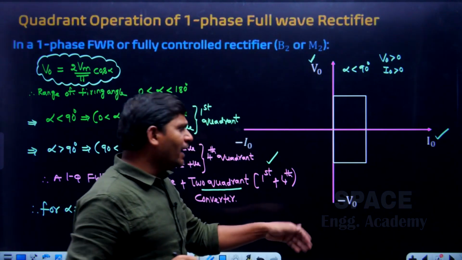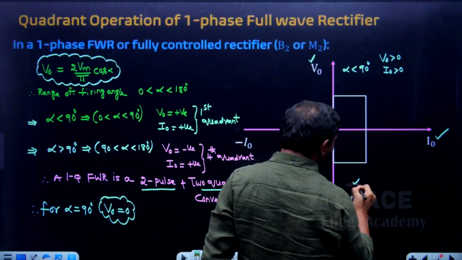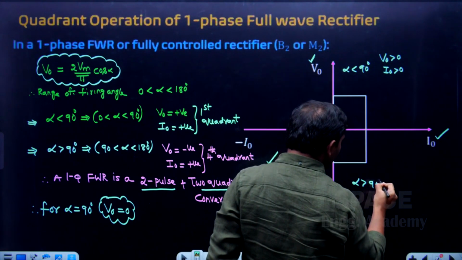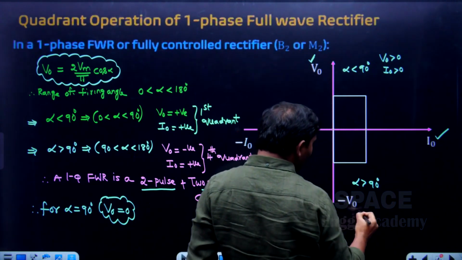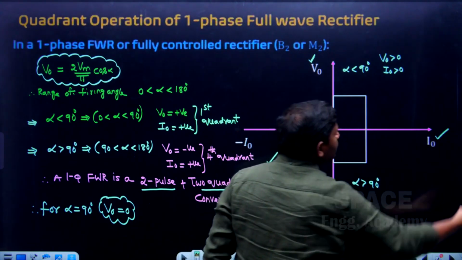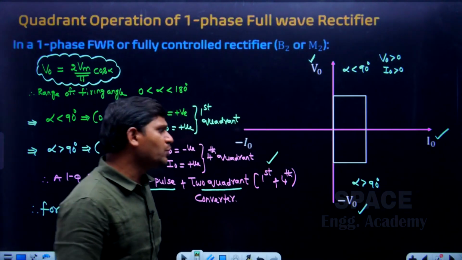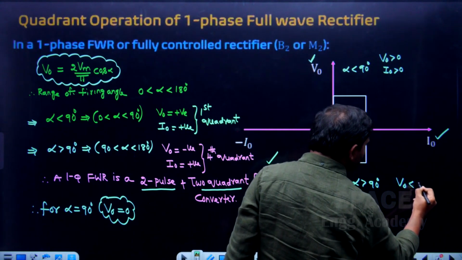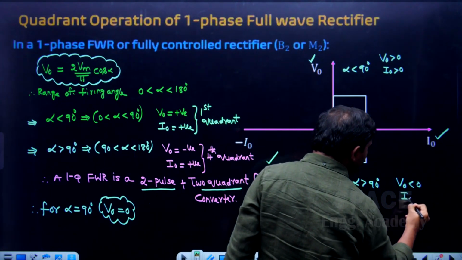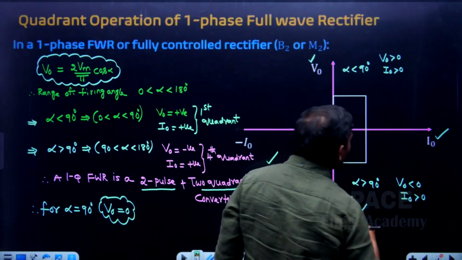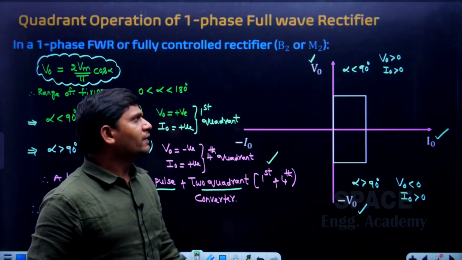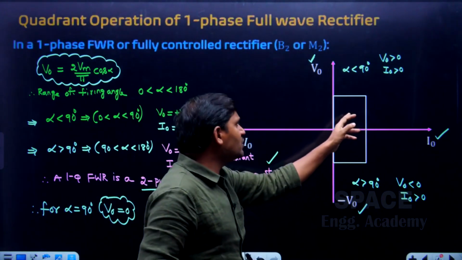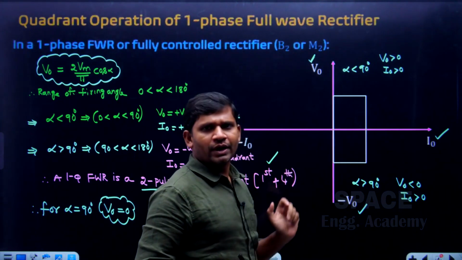For alpha greater than 90 degrees, students, V naught is negative and I naught is positive. This type of option is also given in competitive exams: V naught less than 0, I naught greater than 0. This is quadrant operation, the first quadrant and the fourth quadrant operation.